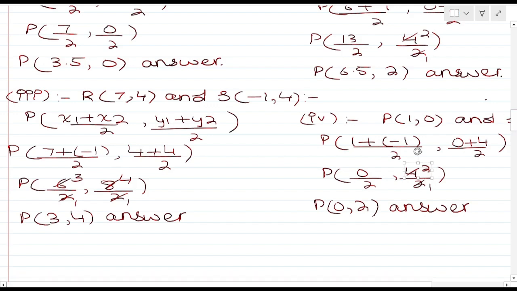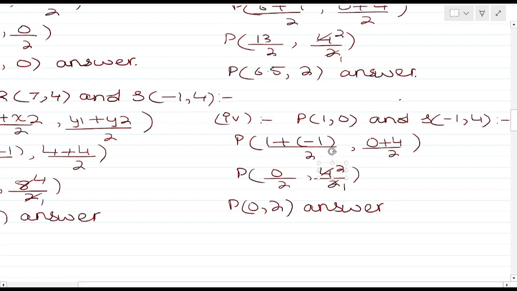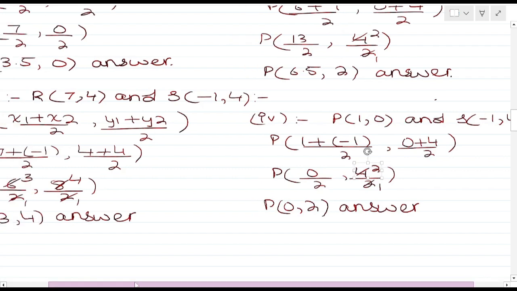And in the last part of question number 3, P and S, we have 1 comma 0 and minus 1 comma 4. So 1 added with minus 1 is 0, 0 by 2 is 0, and 0 added with 4 is 4, so 4 by 2 is just 2. So our final midpoint for P and S is 0 comma 2.